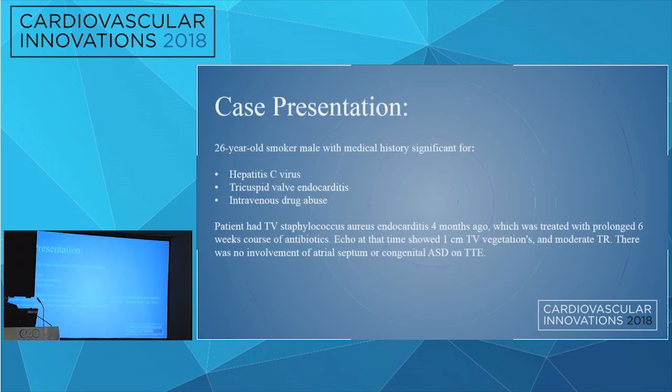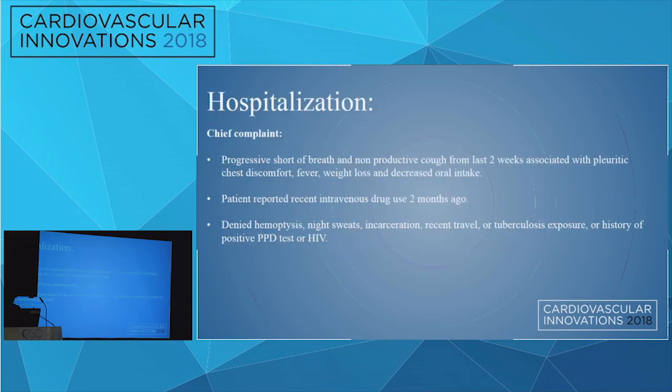I have a 26-year-old male with a medical history of Hep C, tricuspid valve endocarditis, and IV drug abuse. He had tricuspid valve Staph aureus endocarditis 4 months ago, which was treated with a prolonged course of antibiotics. He had a TTE at that time that showed a 1 centimeter tricuspid valve vegetation and moderate tricuspid regurgitation, and there was no involvement of the atrial septum or any congenital atrial septal defect on the TTE.